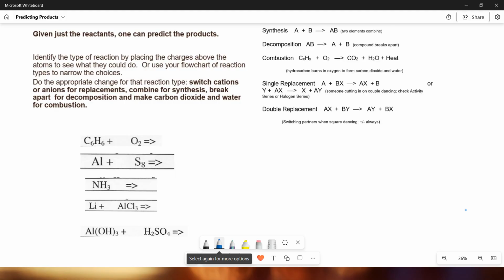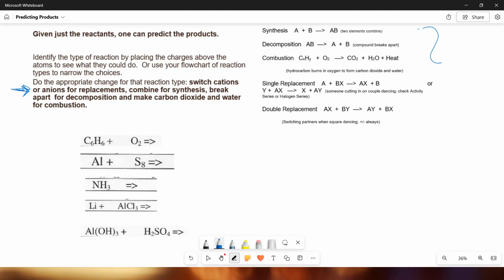On the left, top left here, you can predict products, and this is what you're looking for when you look at a problem. You want to look at what type of reaction you're dealing with. And I know you only have half the reaction there, but we're looking at the reactants. Are you going to switch cations and anions for some type of replacement, either single or double? Are you going to combine two elements to form a compound? Are you going to break apart one substance into smaller pieces, most likely elements? Or are you combusting a hydrocarbon, a carbon and hydrogen compound, in oxygen to form CO2 and water? So that's the first question that you need to ask yourself.